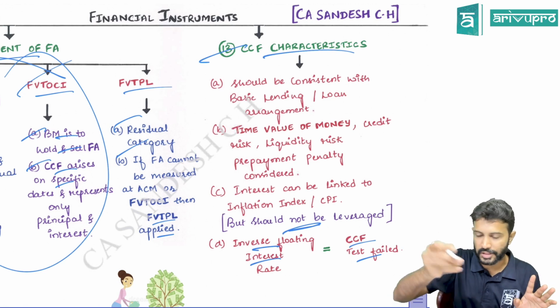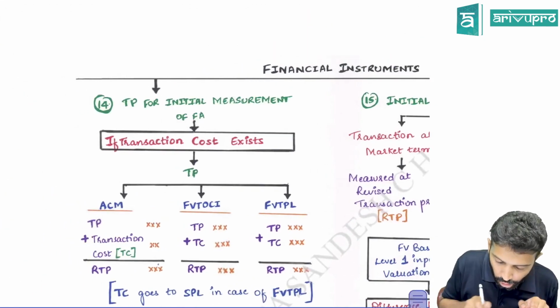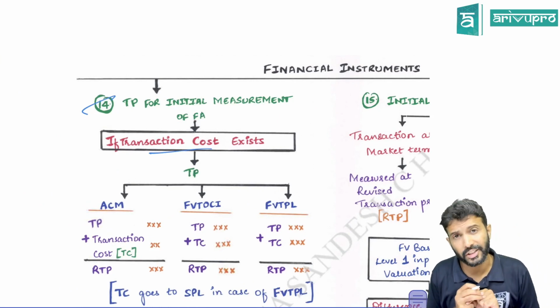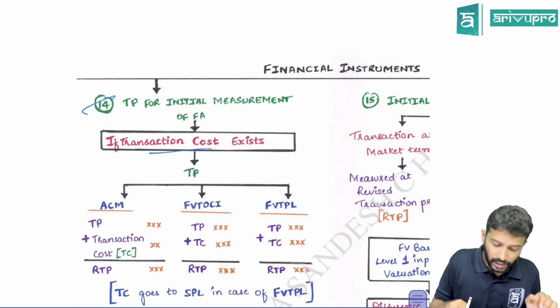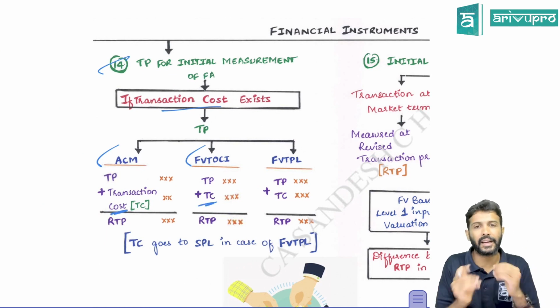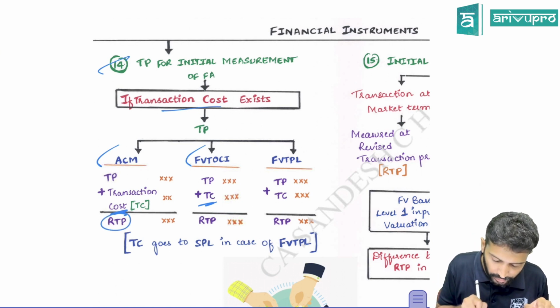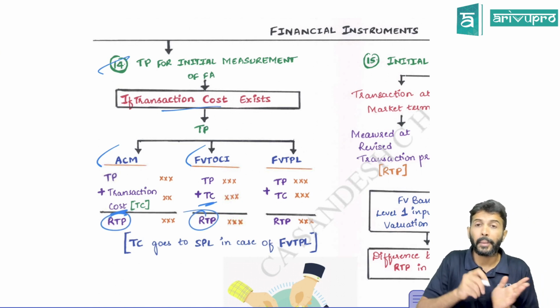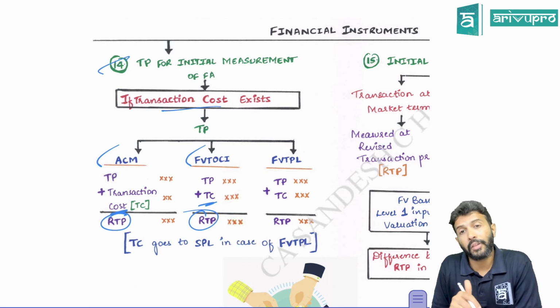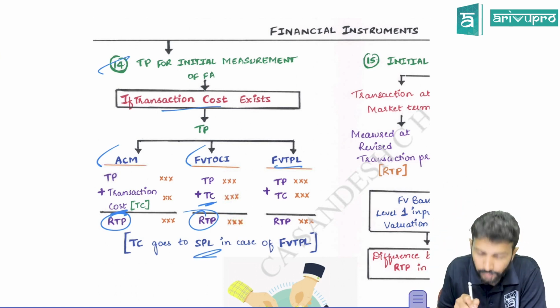All these are problem specific adjustments I brought in. Okay. Then transaction cost, if you incurred it on a financial asset, what do you have to do? That depends on the method. If you're going for the ACM method and FVT OCI method, then the transaction cost will be added, meaning it will be capitalized, added to the cost of the financial asset itself. After adding, I'm calling that RTP, revised transaction price. However, if you're following the FVTPL method, then transaction cost will not be capitalized, rather it will go off to the SPL account.